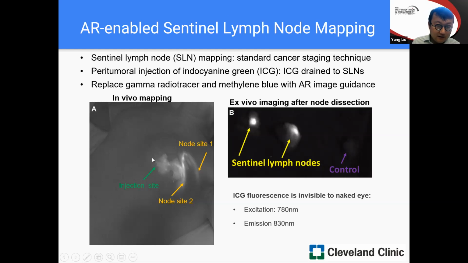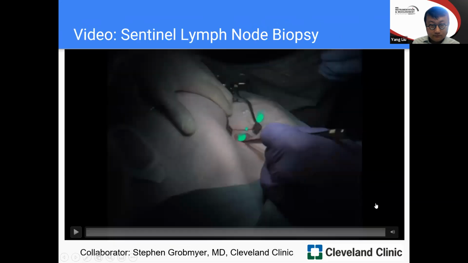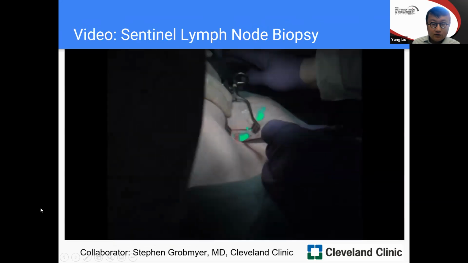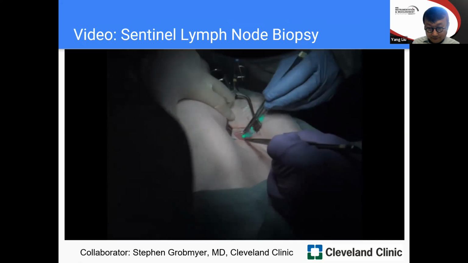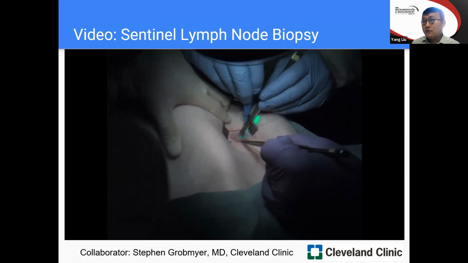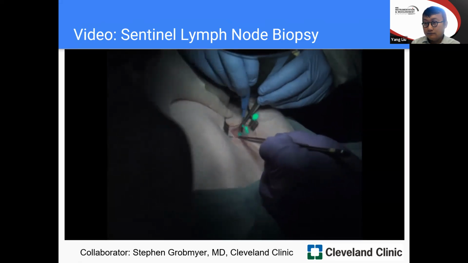In this particular case, the fluorescent tracer is injected here, and you can see that it drains to the different nodes. Under fluorescent guidance and other image guidance, you can take out the sentinel lymph node. Ex vivo, we have confirmed that the sentinel lymph node has a higher concentration of fluorescence. And here are videos of sentinel lymph node biopsy under fluorescent guidance. You can see that the near infrared fluorescence is still colored in green.